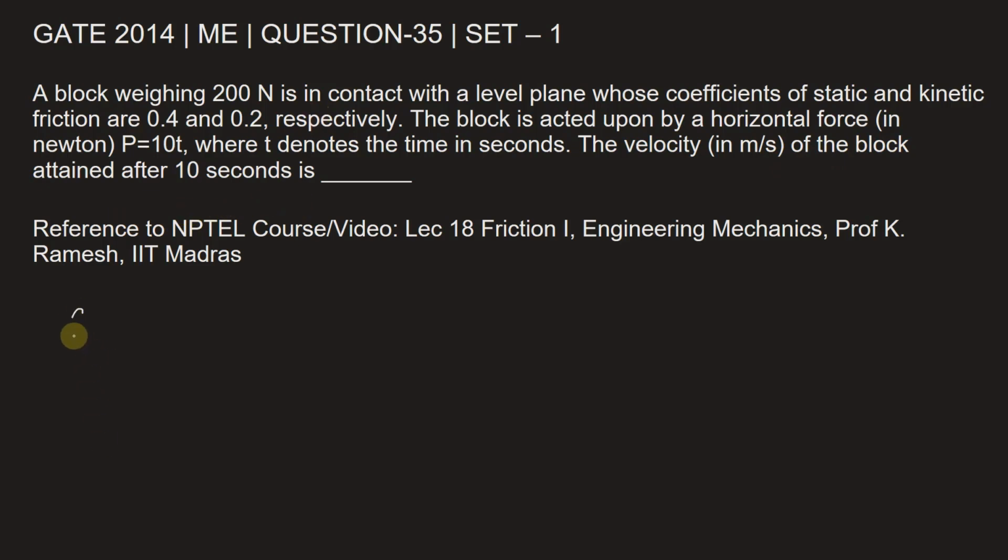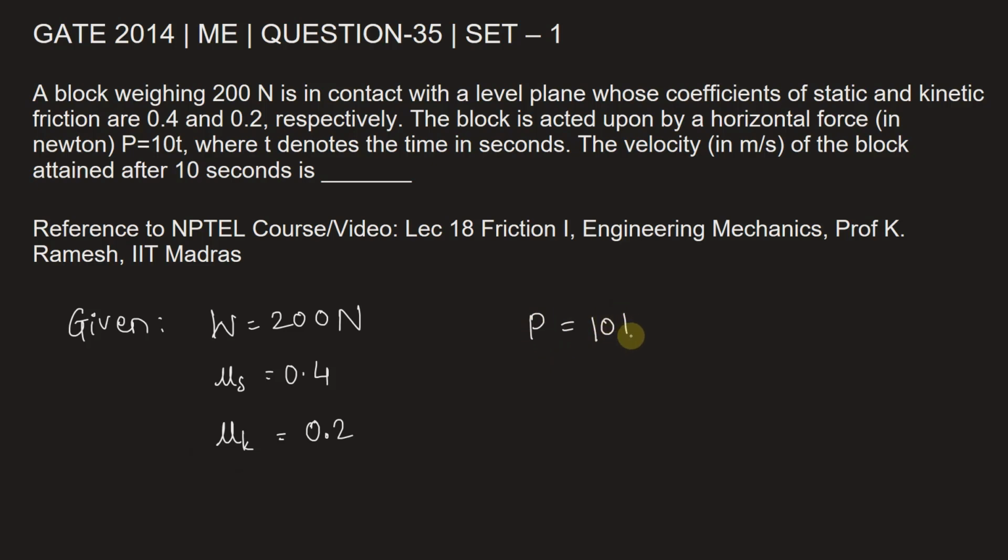Let's write the given information first. Weight of the block is given 200 Newton. Coefficient of static friction is 0.4. Coefficient of kinetic friction is 0.2. These are unitless. Block is being acted upon by an external force P is equal to 10 times t, where t is time in seconds. We need the velocity of the block attained after 10 seconds. So we are given t value of 10 seconds and we need to find out the velocity of the block.